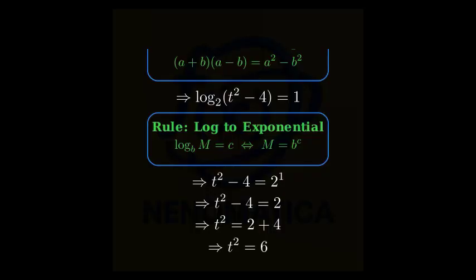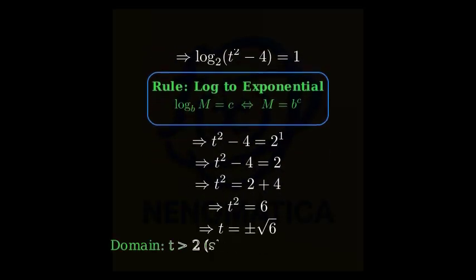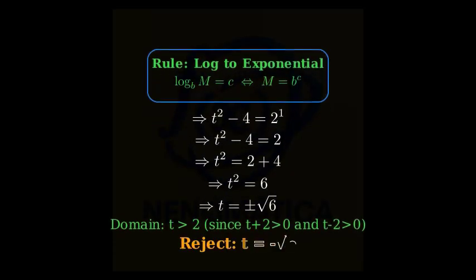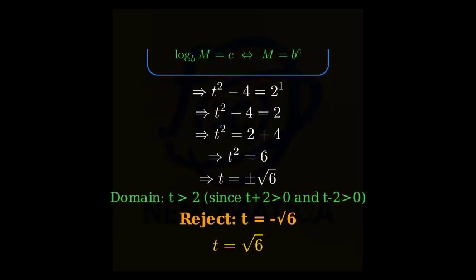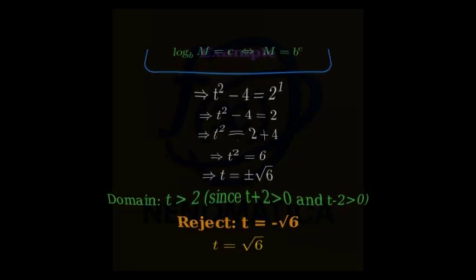Step 7. Check the domain of the original logarithms. Both t plus 2 and t minus 2 must be positive, so t must be greater than 2. Negative square root of 6 is less than 2 and is not acceptable. Therefore, the valid solution is t equals square root of 6.